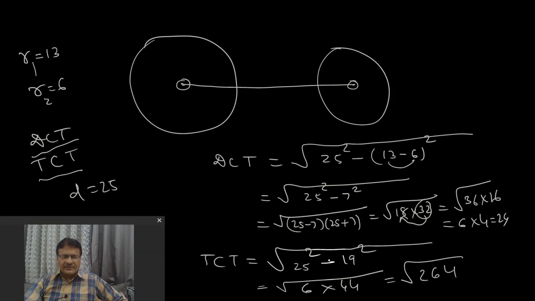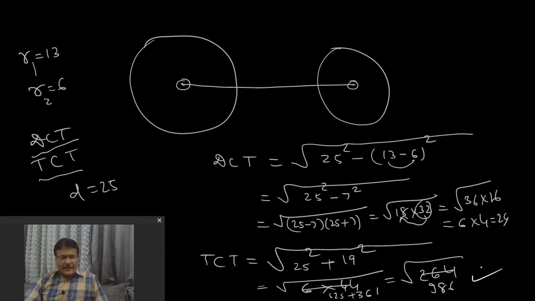Sorry, it is plus. So 25 square, 625 plus 361, so that comes out to be 986. Is that clear? So that is my answer.